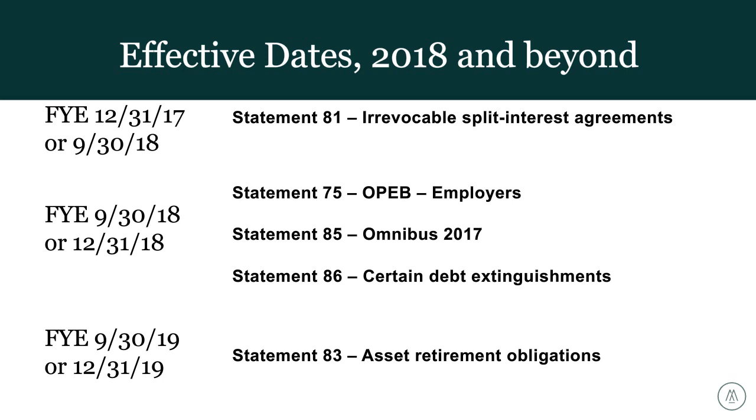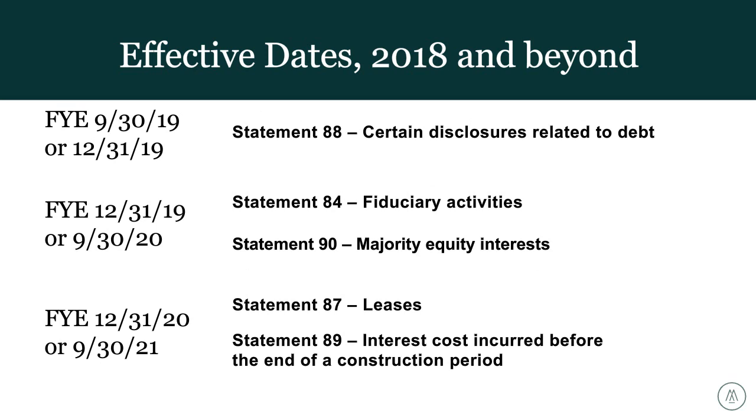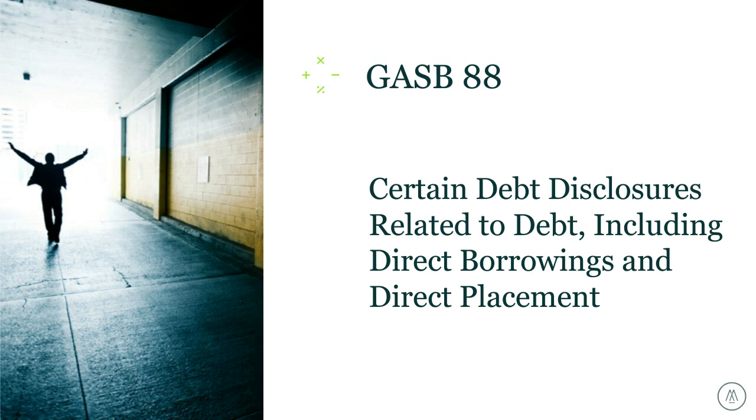So what will we cover today? Well, there are five standards here, and the effective dates apply over the next several years, depending on your fiscal year end. So without further ado, I'll just get right into the first one you see there, which is GASB 88. So GASB 88 was issued in April of 2018. And it's effective for fiscal years ending in 2019. So if you're a 9/30/19 year end or a 12/31/19 year end, that'll be applicable for that year. Its purpose is to improve the consistency and usefulness of financial statement disclosures related to debt, including providing a definition for debt.